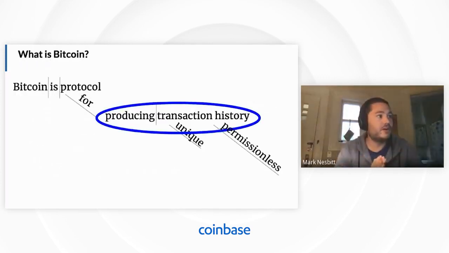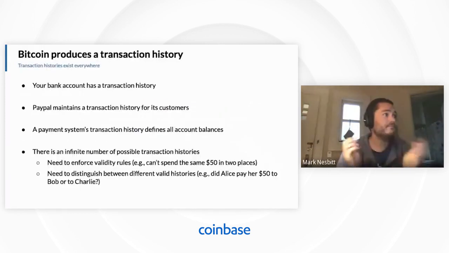It is a protocol for producing a transaction history. So let's talk about that part. Transaction histories exist everywhere. You're probably very familiar with them. Your own bank account has an individual transaction history that is specific to you. Your bank or PayPal maintains a transaction history for all of its customers. So you can think of your personal transaction history as a filtered view of that global transaction history.